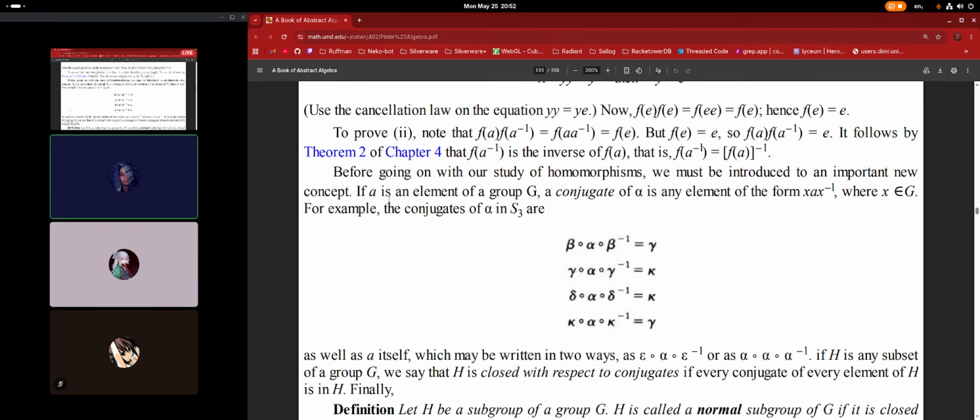I remember. Oh yeah, this is the one that I wanted to ask about, the conjugate stuff. Before going on with our study of homomorphism, we must be introduced to an important new concept. If a is an element of a group G, a conjugate of a is any element of this form. This should not be alpha, right? This should be a, I think. Or this should be alpha. I don't know.